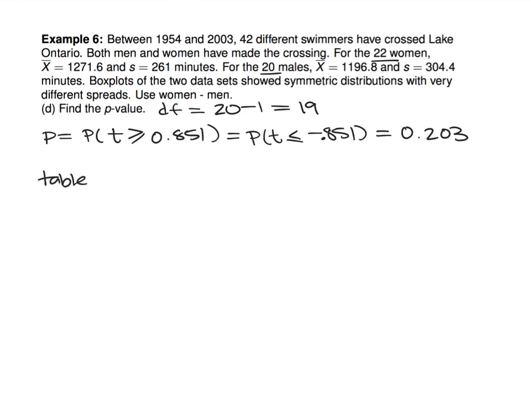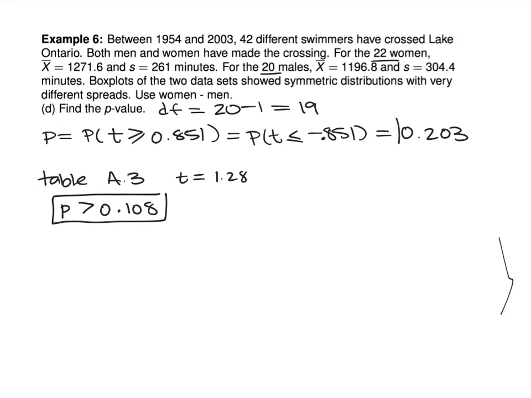And using your table, there is a df equals 19 row, but the closest t statistic you have is t equal to 1.28. So your p-value is to the left of that, which means your p is bigger than 0.108. That's all the information you could glean from the table. And does that match the Excel value? Yes, it does.